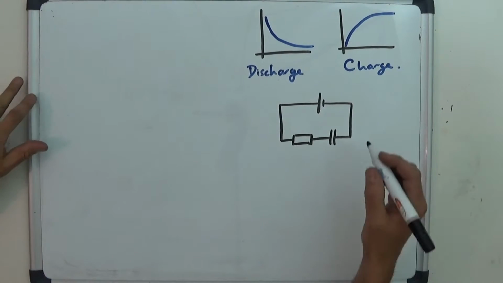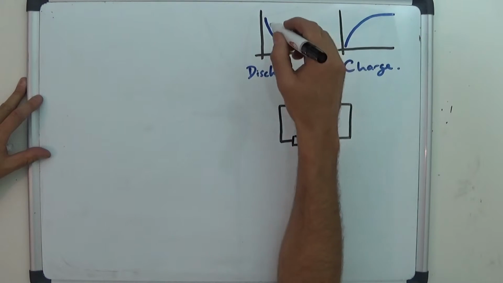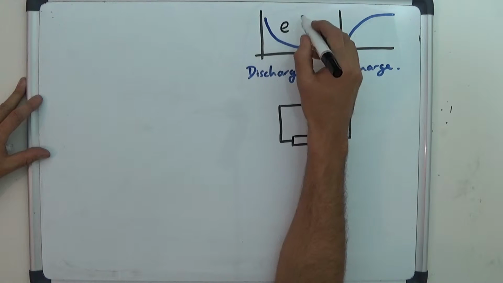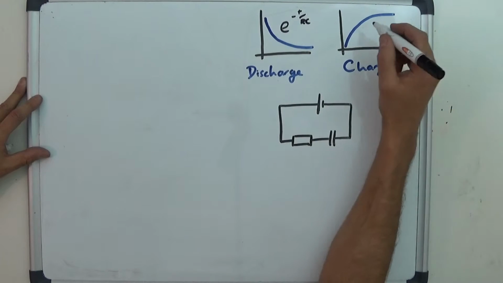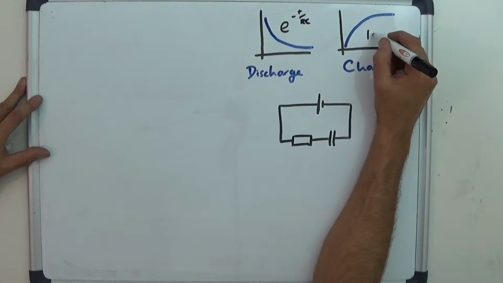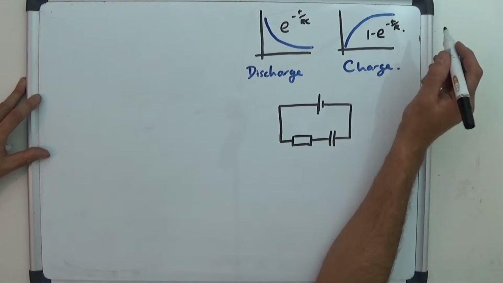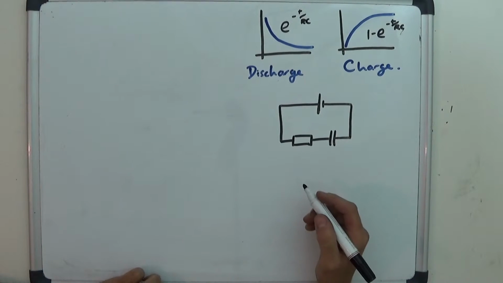Okay, a very quick one. You don't need to know this for the exam at all, but if we said that the discharge pattern is given by e to the minus t over RC, and that the charging pattern is given by 1 minus e to the minus t over RC, I'm going to very quickly go through it just for the purists of you.